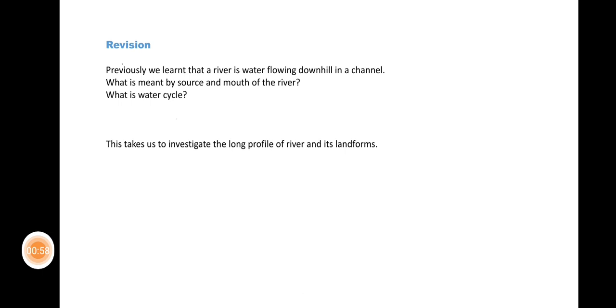Okay, we start with the revision. Previously we learned that a river is water flowing downhill in a channel. So what is meant by the source and the mouth of a river? Remind me. And what is the water cycle? Remember the 4 components of the water cycle we had last time? Take this part, which is the long profile of a river, and its landforms.